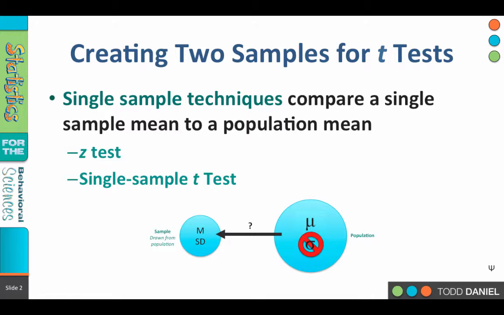So we start with a population, we pull our sample from that population, and then we do something. We give the sample a treatment. We give them education. We give them a drug. And we see if now they are different than the population from which they were drawn. Single sample techniques, those are the basics for statistics.